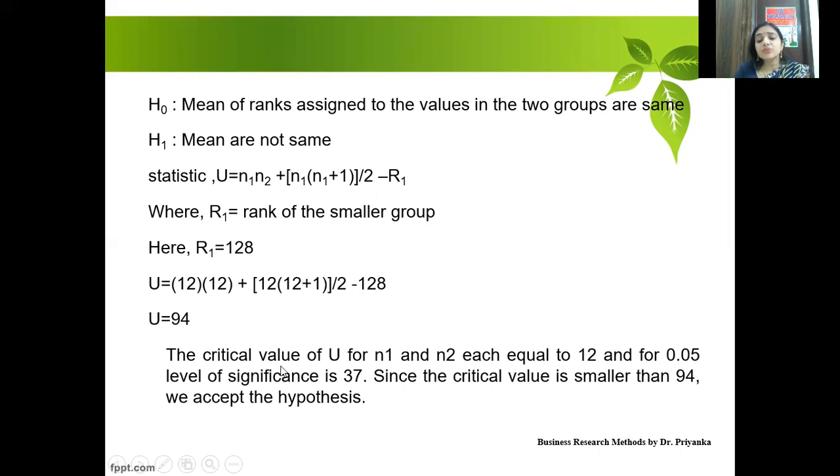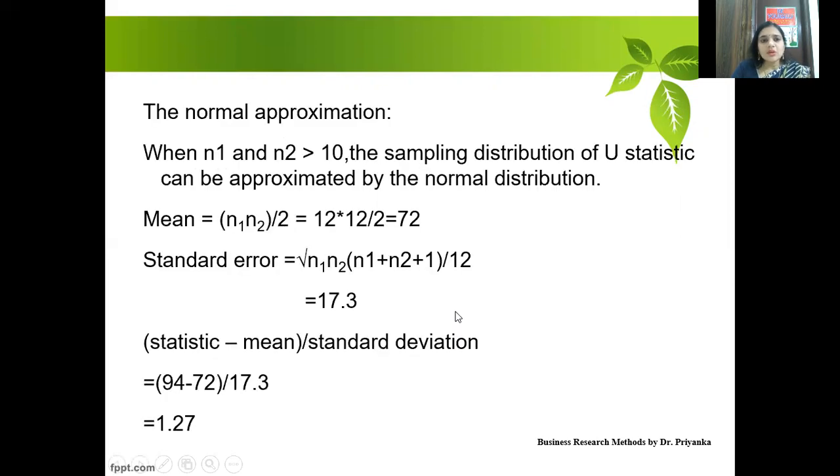The critical value of U for N1 and N2 each equal to 12, at the 0.05 level of significance, is 37. Since the critical value is smaller than 94, we will accept the hypothesis. If it was not, then we would reject the hypothesis. So that's it.